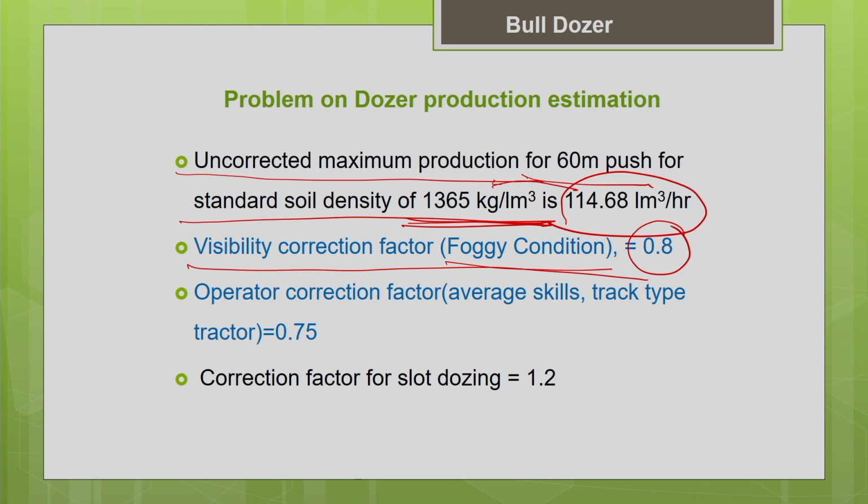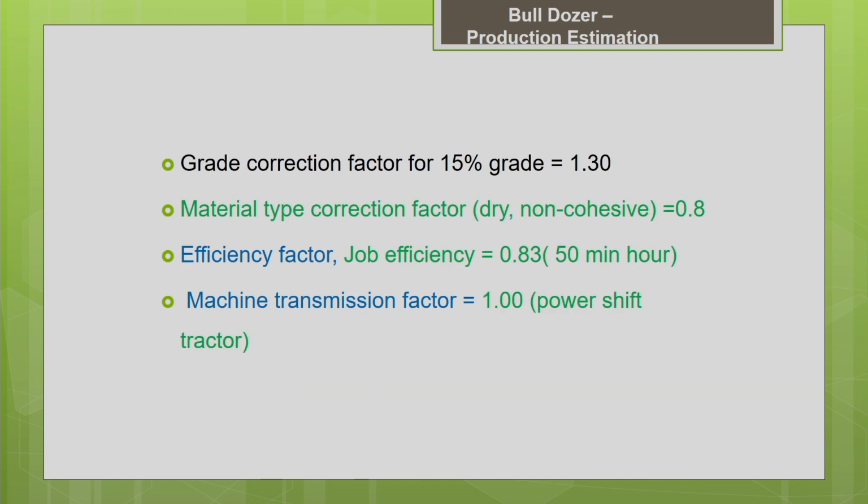Operator correction. Here the operator skill is average, and for the track mounted machine the correction factor is found to be 0.75. If the operator skill is excellent, you need not apply correction factor. Then slot dozing. In this problem we have adopted slot dozing. So from dozing method perspective, this is even better than the ideal curve value. So here you can see correction factor is 1.2 because this is going to enhance your productivity, greater than 1. Grade correction, you are moving down the slope, minus 15%. So your correction factor increases. It is going to enhance the productivity. So from grade perspective, it is better than the value taken from the ideal curve.